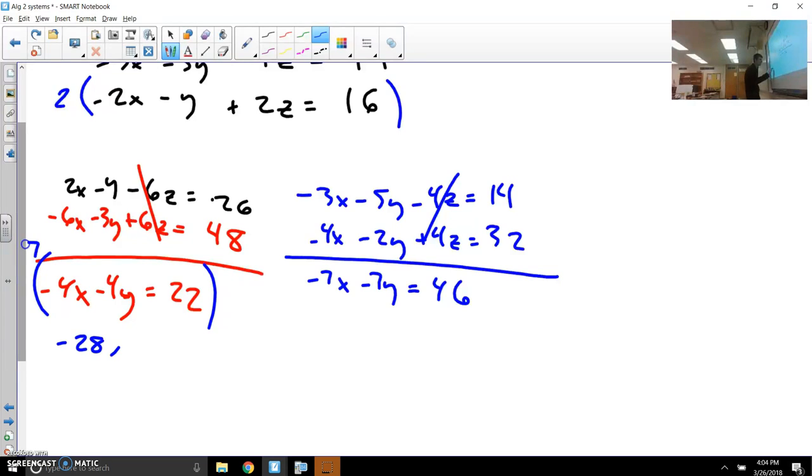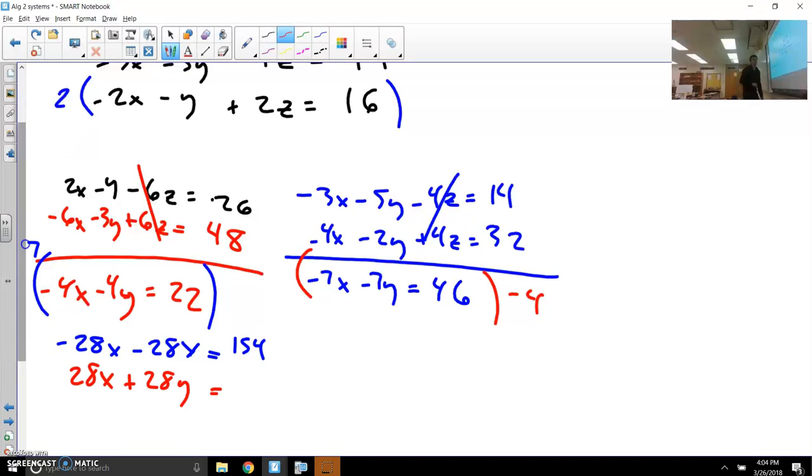It gives you negative 28 for both of them, and 7 times 22 is 154. Okay? So let's multiply this other one by negative 4. That's going to flip it to be positive 28 for the y, and then negative 4 times 46, I think that's negative 184. Now, this one's similar to the one we talked about in class today because these cancel and these cancel. And over here, they don't exactly cancel. So what that means is that this problem has no solution.